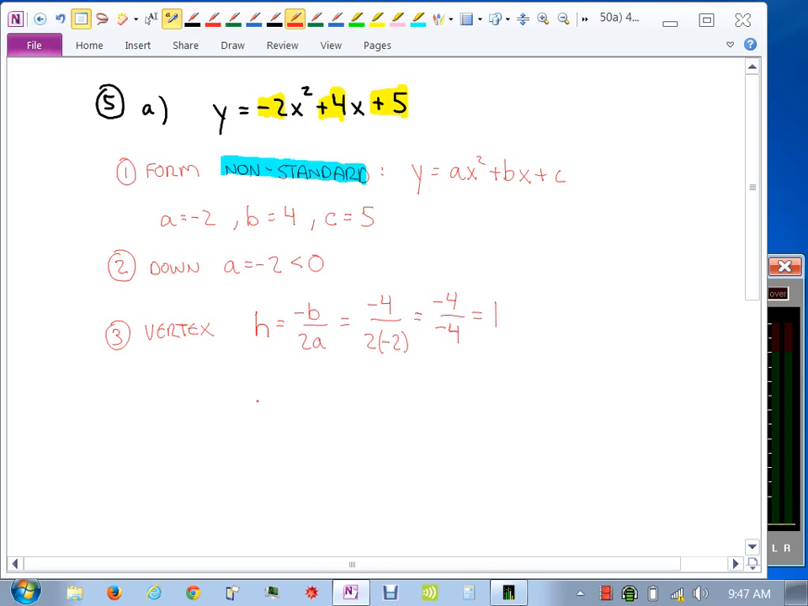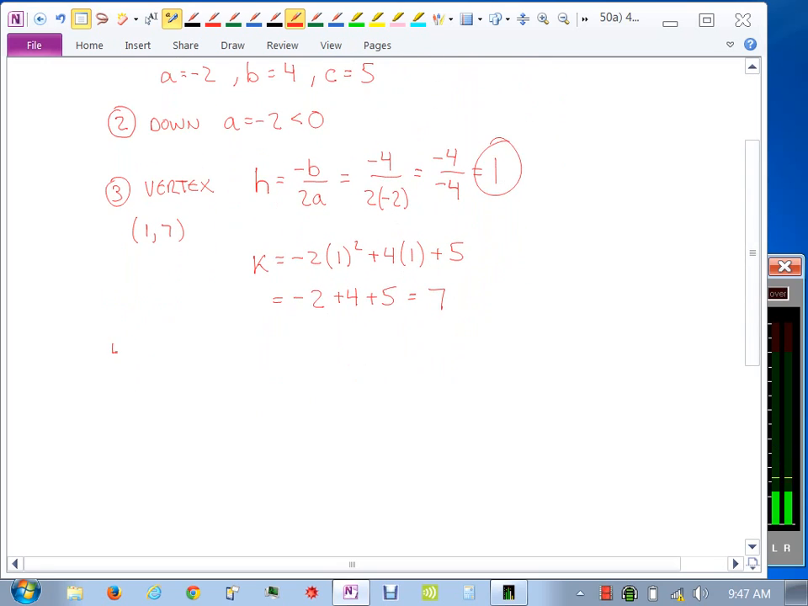Very nice. K is what we get when we plug our answer, 1, into our equation up there. So we're going to have negative 2, then we're going to square 1, plus 4, we're going to multiply by 1, and then we're going to add 5. So we get, let's see, 1 squared is 1 times negative 2, that's negative 2. Then 4 times 1 is 4, so plus 4, and then plus 5. This should give us 7. So our vertex is the point 1, 7.